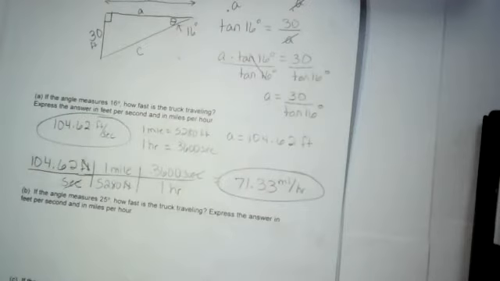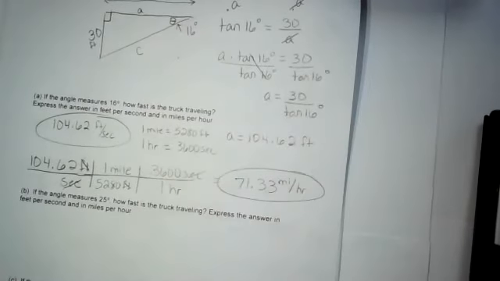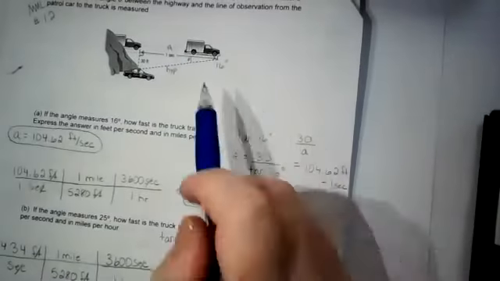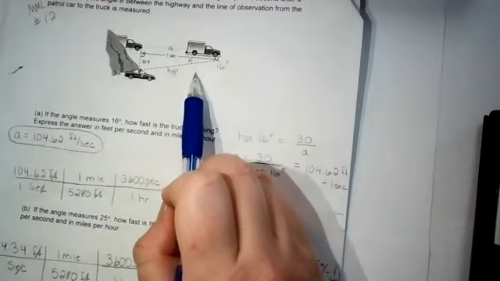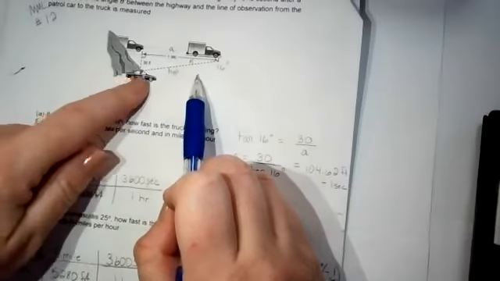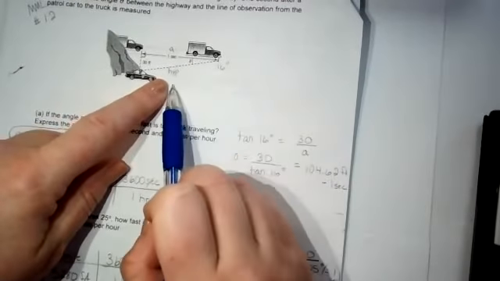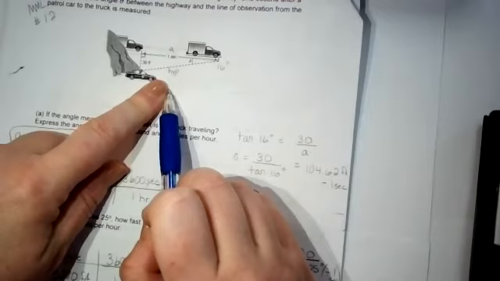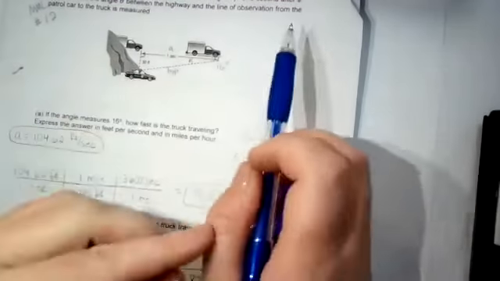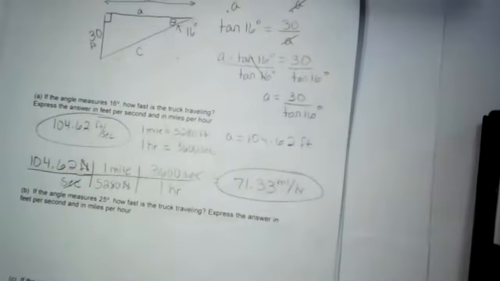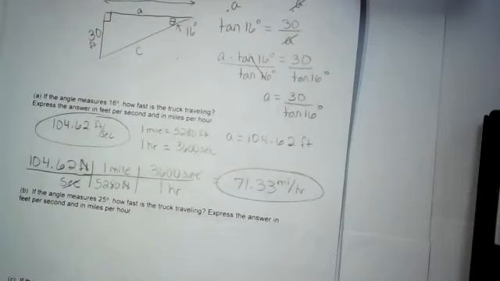Now B is saying, what if the angle's 25 degrees? Here's our little trooper picture. This was 16 degrees. What if our angle's a little bigger? What if our trooper moves out here a little more and our angle becomes a little bigger, or he moves back just so he can see a little more? Then if the truck traveled that far in 1 second, how fast is he going?